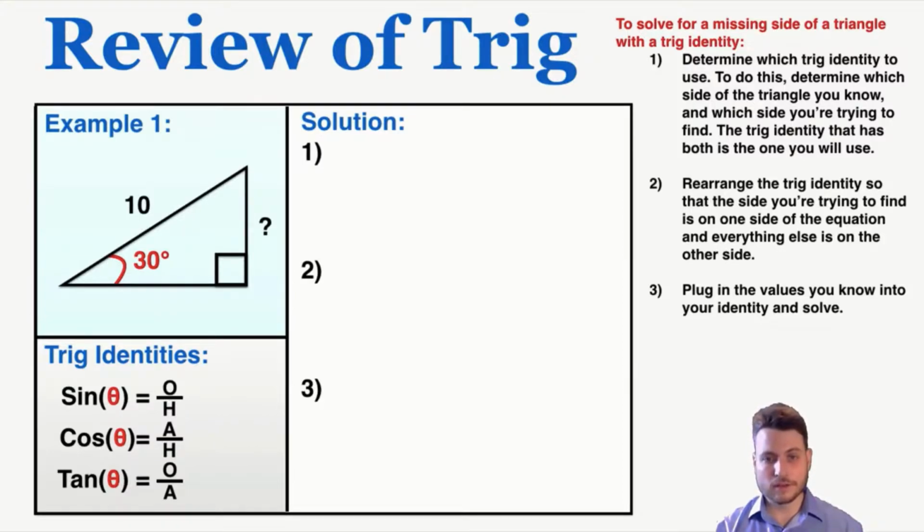Okay, so let's look at this first example. I've got a triangle with a hypotenuse of 10 and an angle of 30 degrees, and I'm trying to find that missing side on the right.